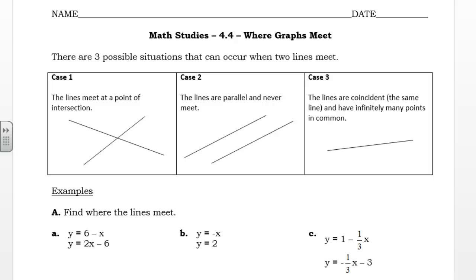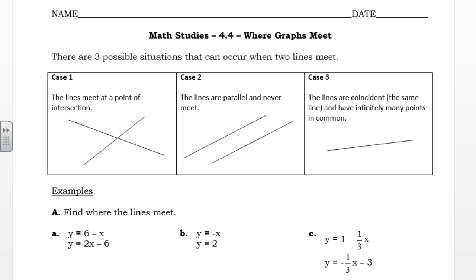This is Math Studies Lesson 4.4, and we're going to be graphing linear systems today. That's graphing two lines at one time and looking at where they meet. So there are three possibilities. Case 1 is when two lines meet at a single point. Case 2 is if the lines are parallel, they will never meet. And case 3 is when the lines are technically the same line. So they are always together, infinitely many solutions.